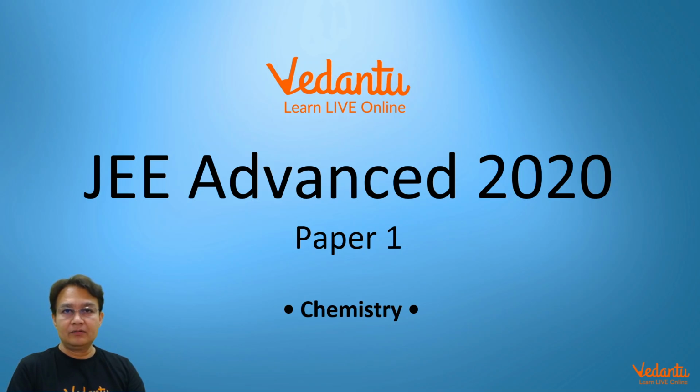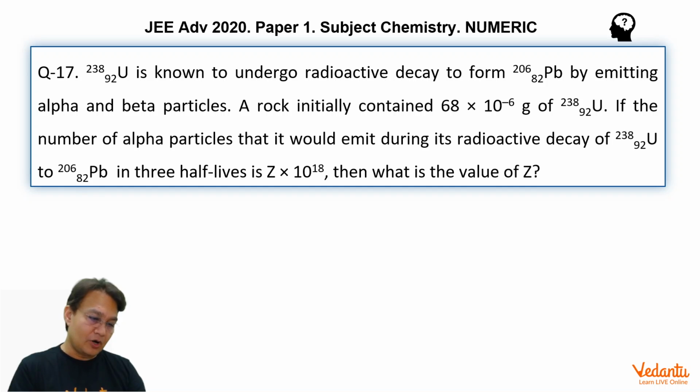I am discussing few interesting questions in JEE Advanced 2020 Chemistry. Let's discuss problem number 17. The problem is of numeric type.